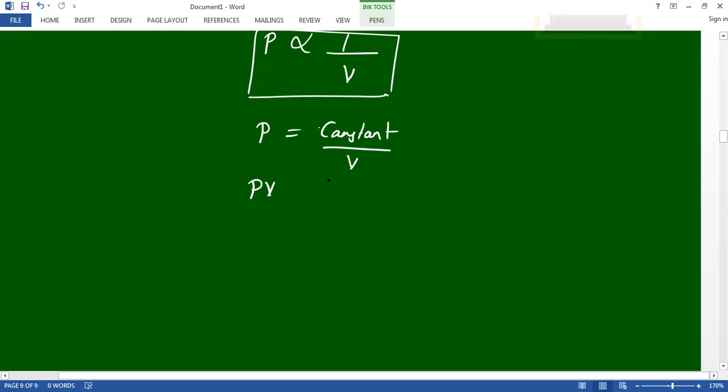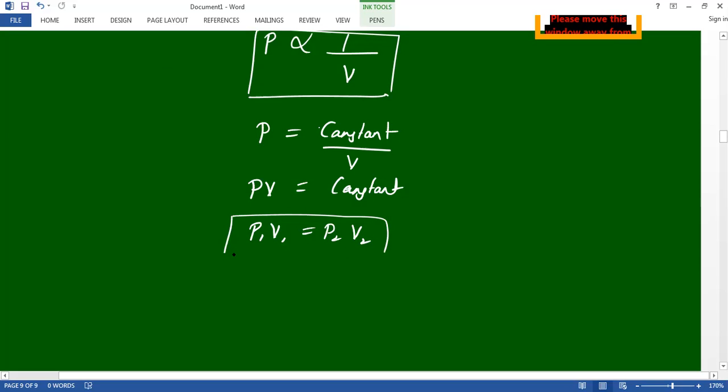If you send that side, this will be P into V is equal to constant. Or you can say if two sets of pressure and volume are given, we can write P1 V1 is equal to P2 V2. This is another formula of Boyle's law.